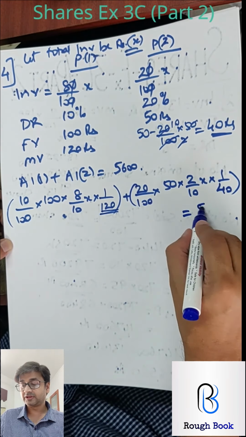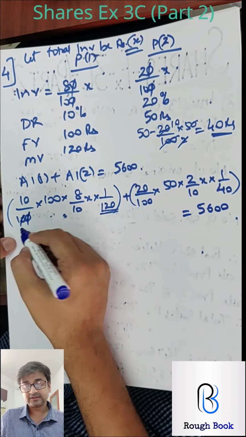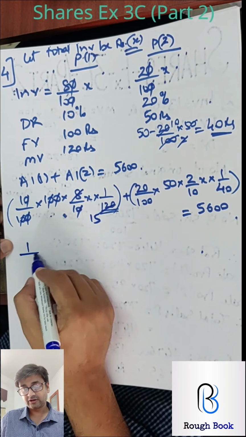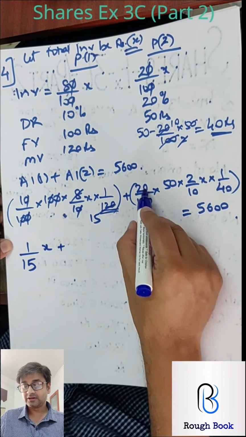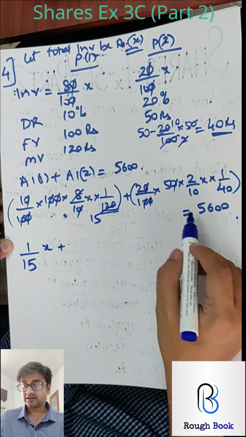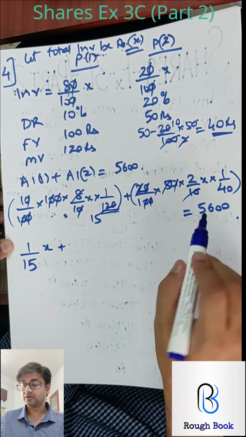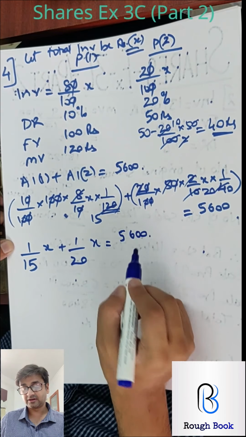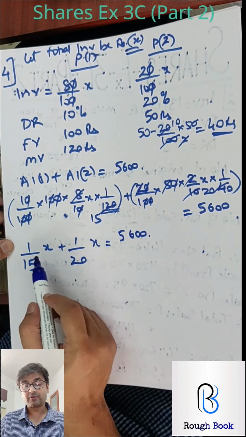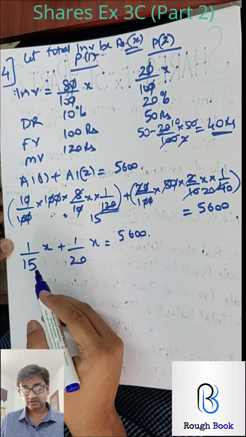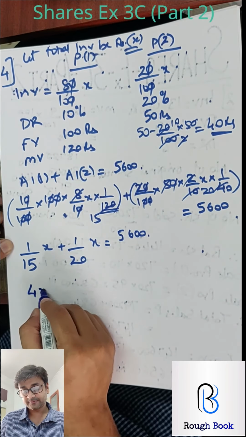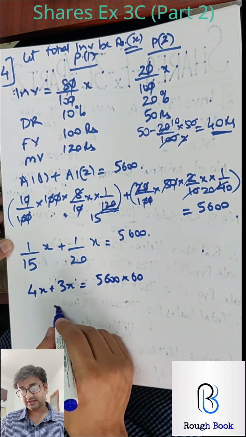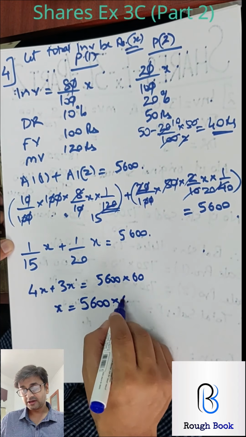And together both the incomes are 5,600. Let's cancel. These things get cancelled. See, directly it got cancelled. 8 1s are 8, 15s are 120, so I get 1 by 15x plus, here this gets cancelled, 5 2s are 10, 2 1s are 20. So I get 1 by 20x equals 5,600. Taking the LCM, that is going to be 60. So I'll multiply each term by 60. So this is 4x plus 3x equals 5,600 into 60. 7x, so I get 5,600 into 60 by 7.